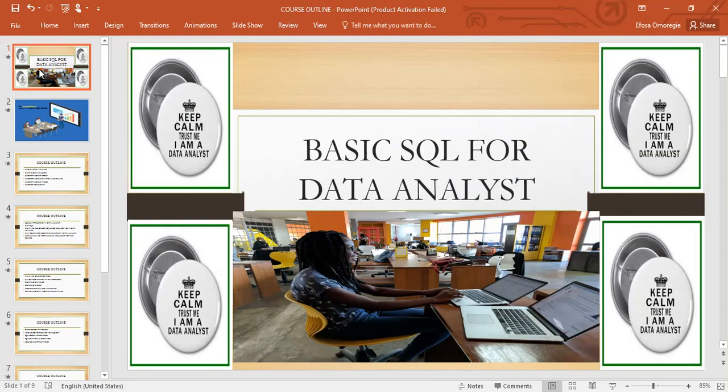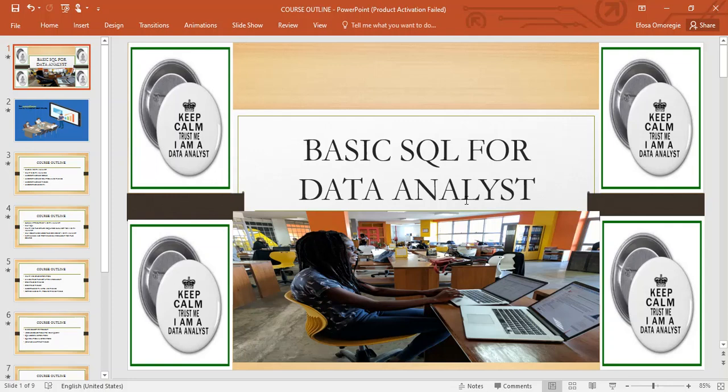Basic SQL for data analyst. So this course is for those who want to become a data analyst. The way this course is structured is going to give you the theoretical background before we move into the actual SQL. Now we have two things combined in one: Basic SQL for data analyst. So we are going to look at this data analyst first.